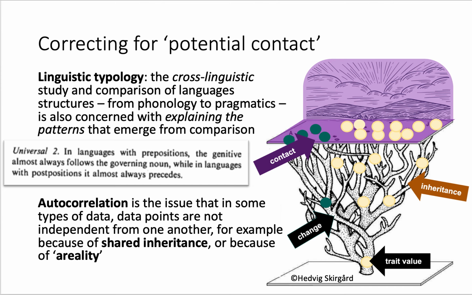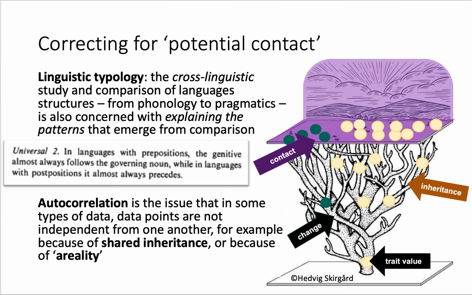And here we are dealing with a notion that also came up in Hartman's discussion of the work by Everett, namely autocorrelation. This is the issue that in some types of data, including linguistic data, data points are not independent from one another, for example, because of shared inheritance, or because of areality. And what does that mean? You can look at the figure on the right and observe that there are two types of languages on this purple plane: we have yellow languages and we have green languages. And we want to know something about the distribution of those.